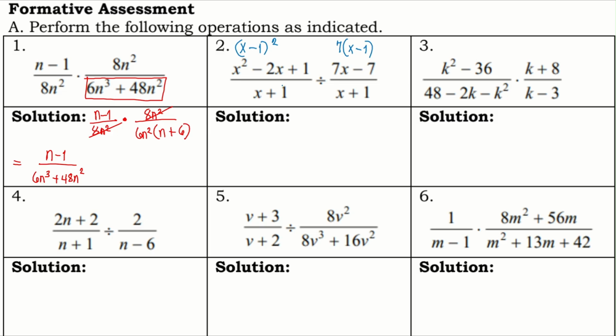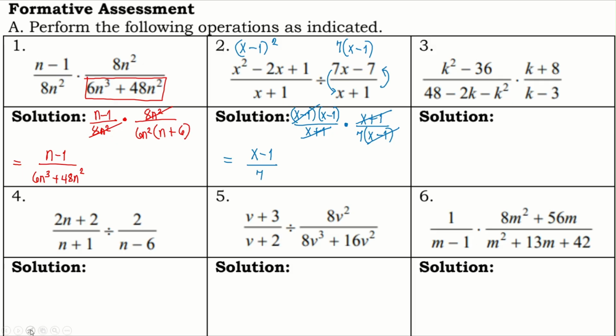Okay, so again, for our division, copy the dividend. So we get x minus 1 squared over x plus 1. Change divide into times and then reciprocal. So when you say reciprocal, switch your numerator and denominator. So we get x plus 1 over 7 times x minus 1. Okay, so common factor, we get x plus 1 can be cancelled, and then x minus 1 can be cancelled also. So your final answer will be x minus 1 over 7.